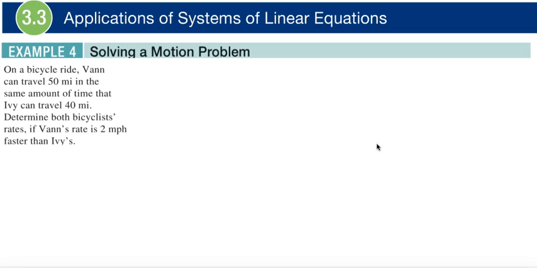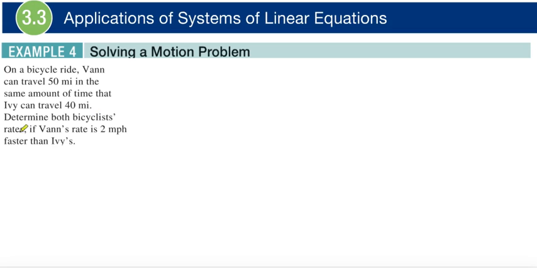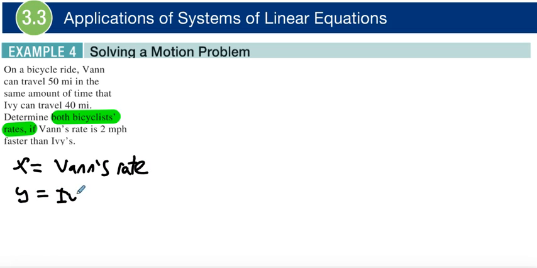All right, great. Let's check out, first of all, what is it that we're trying to figure out? Well, if you look on the very end right there, we need to figure out both of these guys' rates. Determine both cyclists' rates. So we'll let x be Van's rate and y be Ivy's rate. Again, these are arbitrary, so you can let y equal Van's rate and x equal Ivy's rate. It doesn't matter.